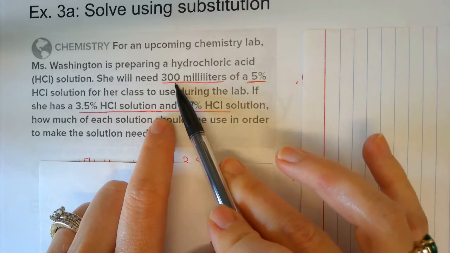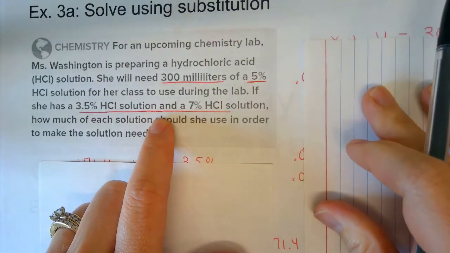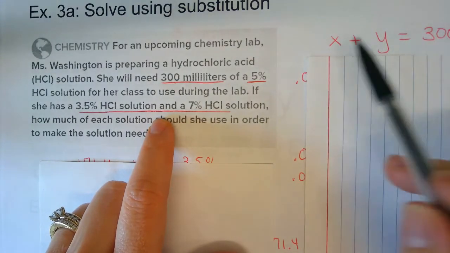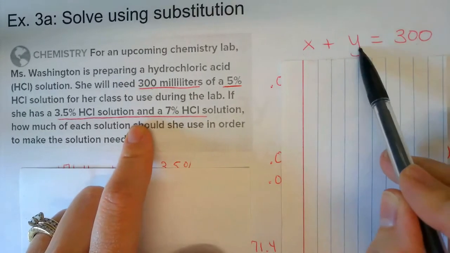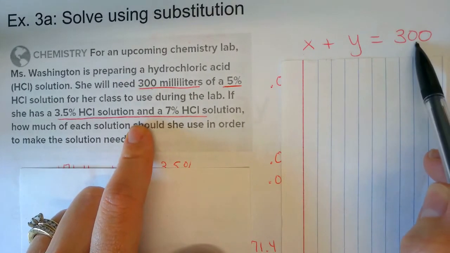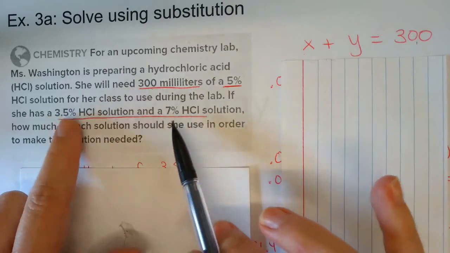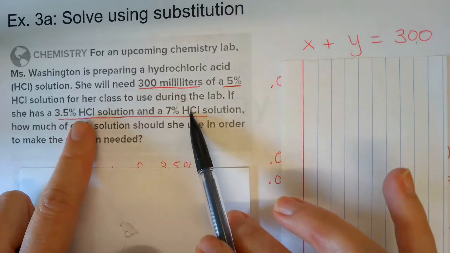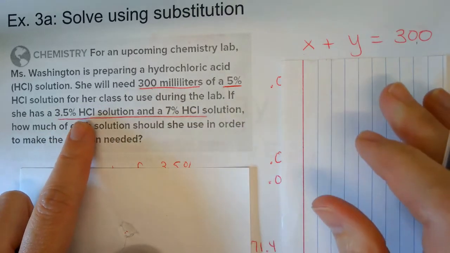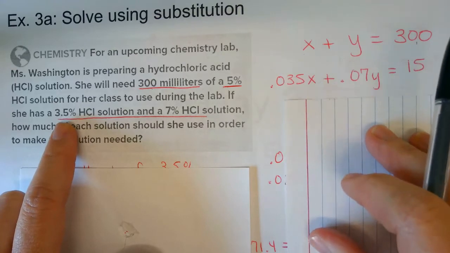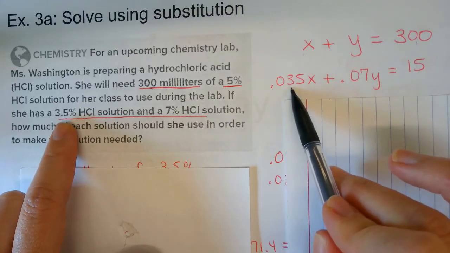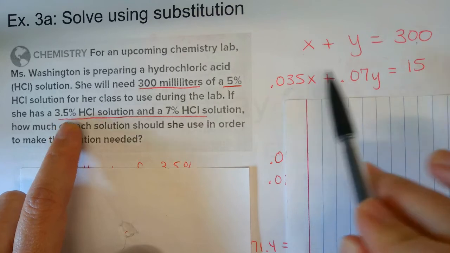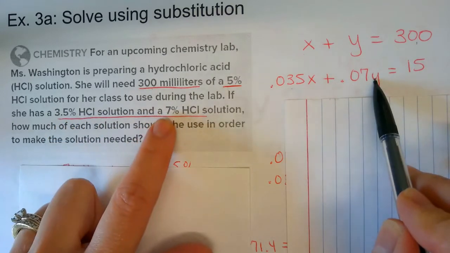Totals are always going to go at the end. So I know that I'm going to have to total to 300. So I'm going to have my x and my y add together to equal 300. I also know that I'm trying to figure out how much of each of these I need. So that's what my x and y are representing. So since they're percents, I'm going to change them to decimal, so 0.035, and then 0.07 for the 7%.